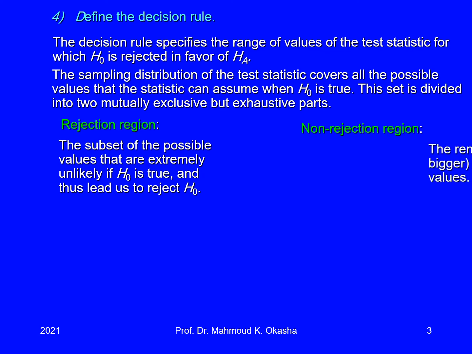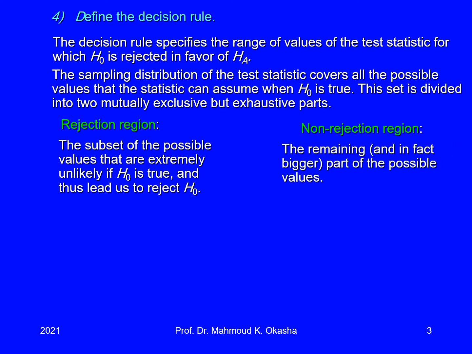The non-rejection region is the remaining values, and in fact usually bigger, with more values here in the non-rejection region, and in the rejection region very small values. The non-rejection region is the bigger region, which means that there are many more values than the rejection region can take, the remaining part of the possible values.